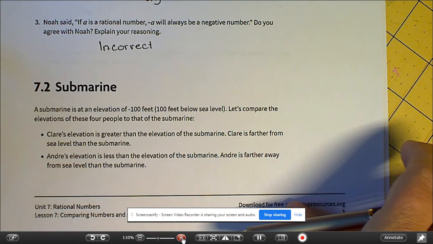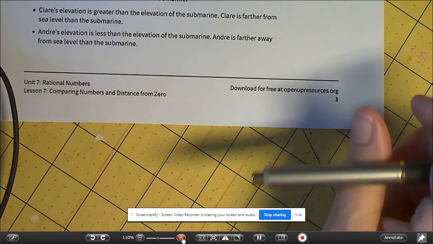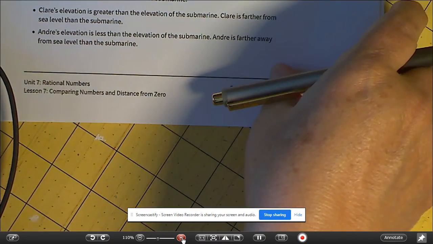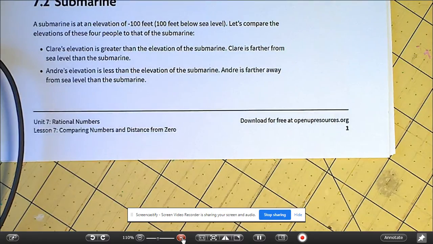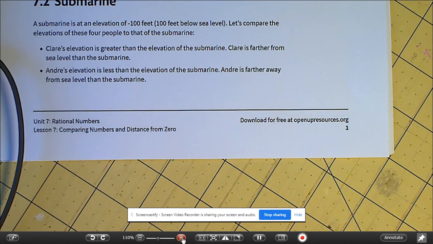All right, moving on to 7.2. A submarine is at an elevation of negative 100 feet, which is 100 feet below sea level. Let's compare the elevations of these 4 people to that of the submarine. So if Claire's elevation is greater than the elevation of the submarine, Claire is farther from sea level than the submarine.